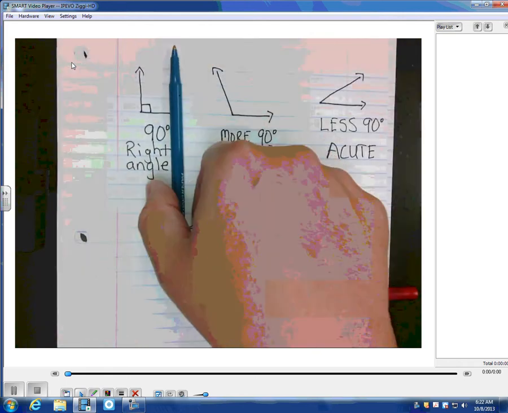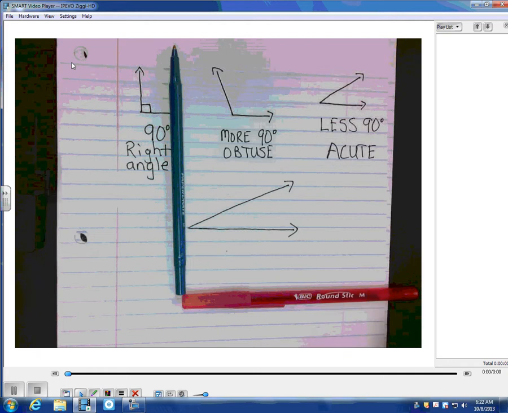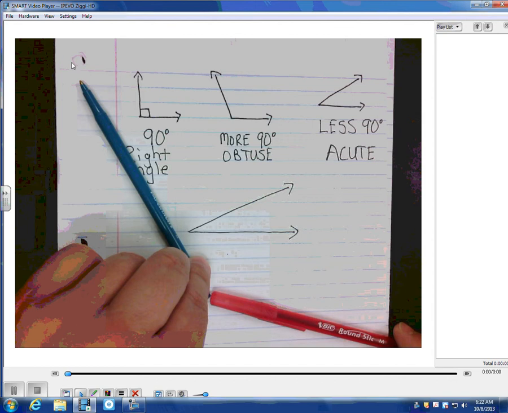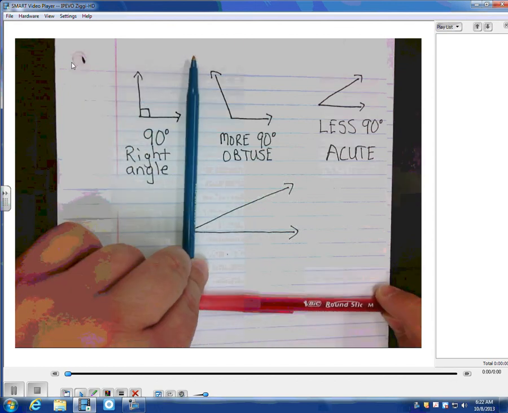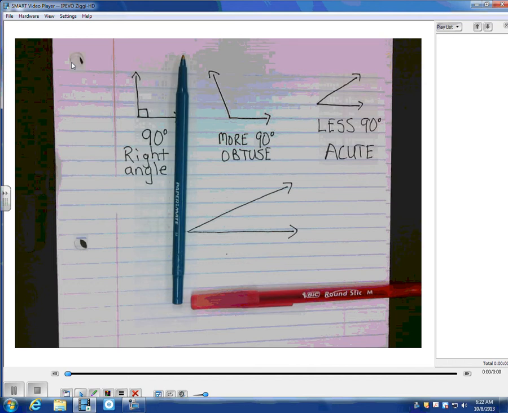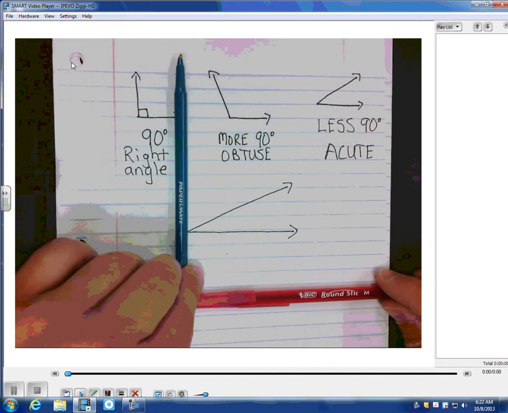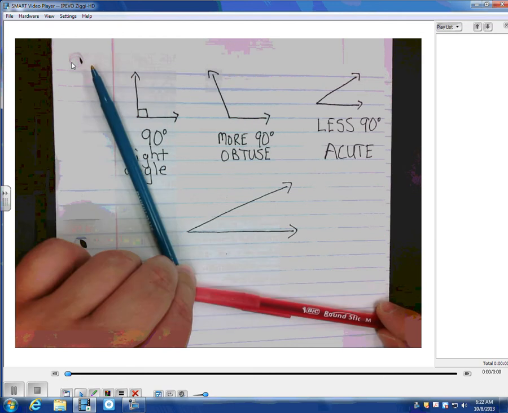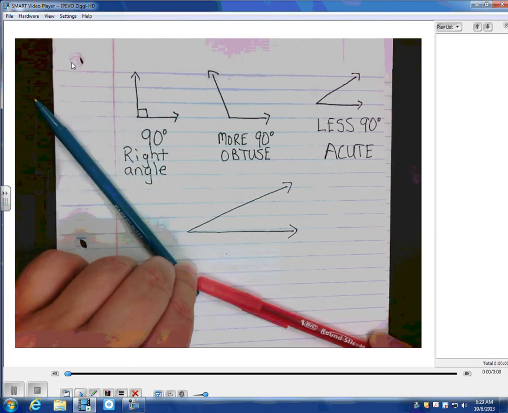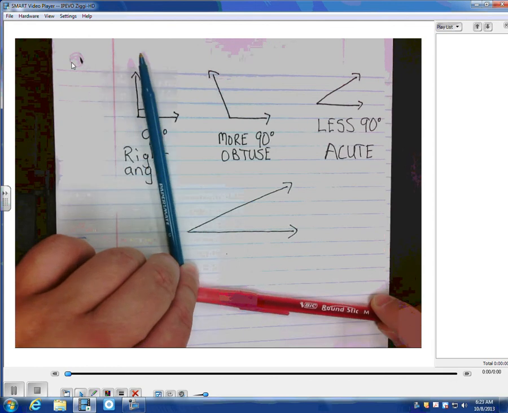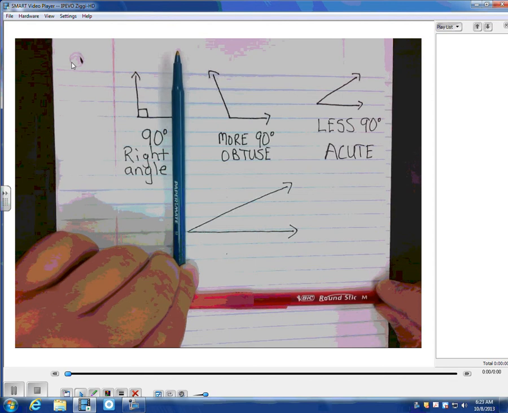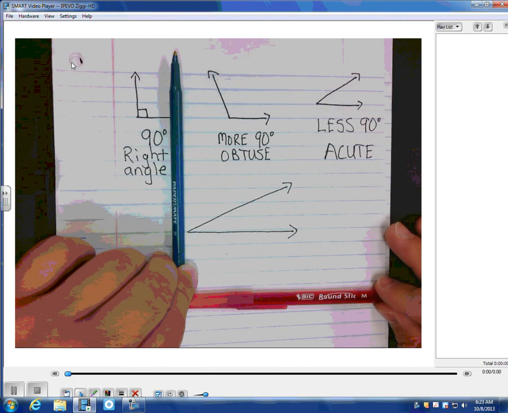okay, if I open this angle up at all, it becomes more than 90. Because remember, this is 90 degrees, okay? And if I open it up just a little bit, it becomes obtuse because it's more than 90. And I can keep going with it, I can keep going with it, etc. Okay? So I'm just opening up a right angle. Okay? So that's 90 degrees. That's obtuse, and it's more than 90. Now the last one you'll see is less than 90, and it's acute.